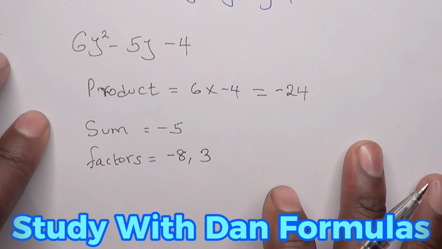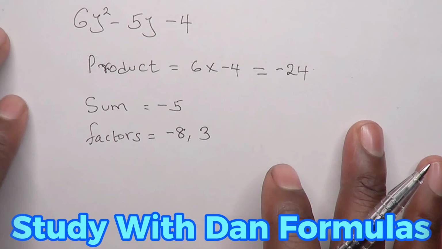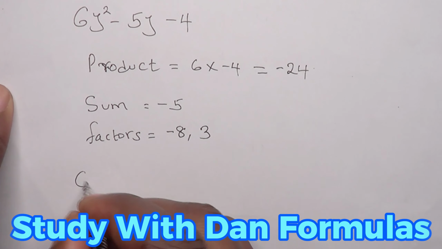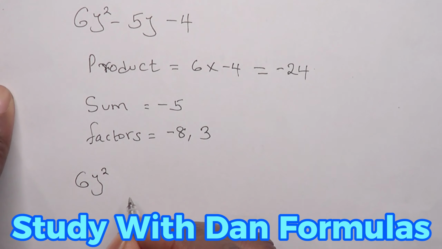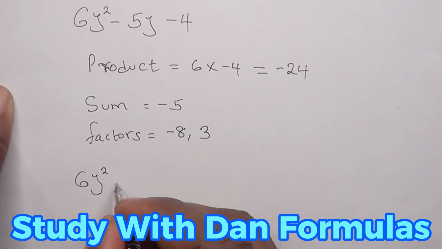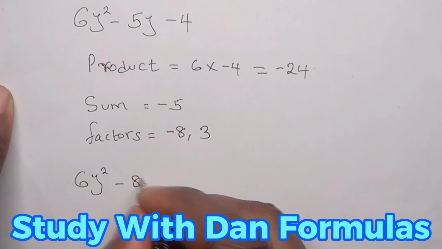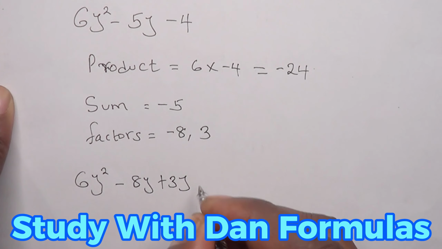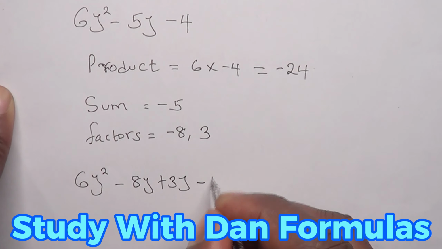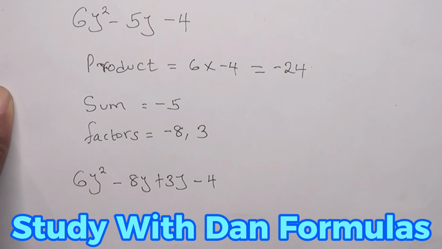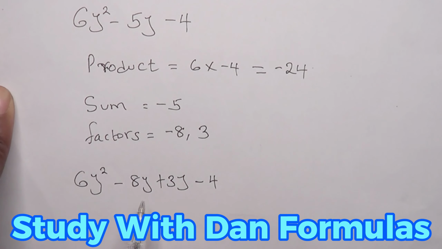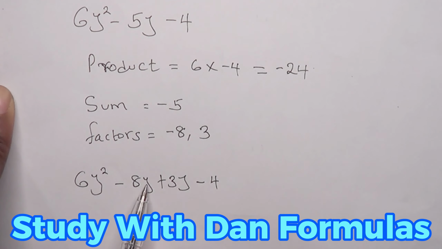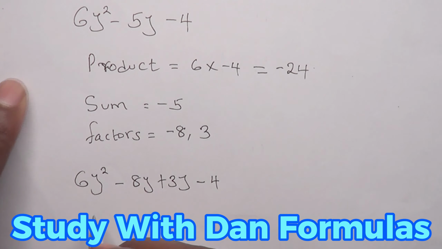So at this point here, we already have the factors. So it will be 6y squared minus, we take the factors now, 8y plus 3y minus 4. Okay, then at this point here we look at the common factor. The common factor between 6y squared minus 8y here will be 2y.